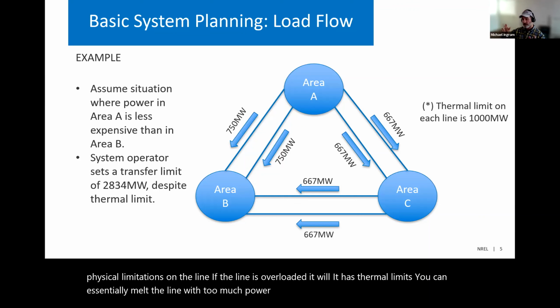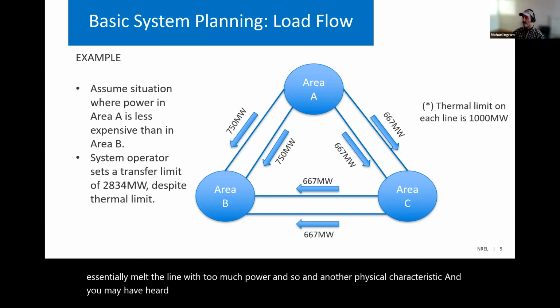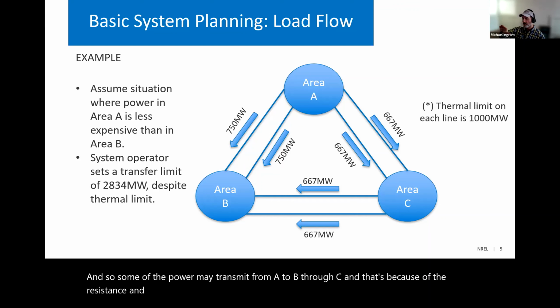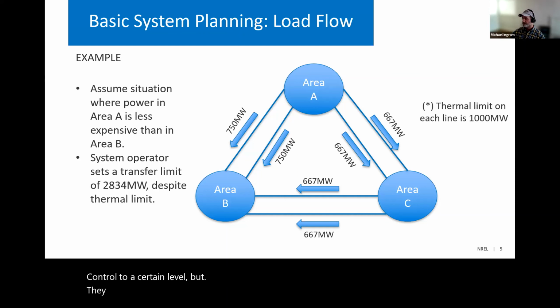Another physical characteristic that you may have heard of is called loop flows. Some of the power may actually transmit from A to B through C, and that's because of the resistance and the impedance of the transmission line. Those flows can't necessarily be controlled to a certain level, but they happen because of the physics.